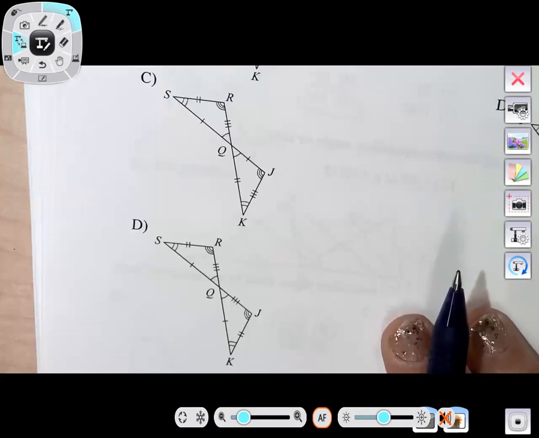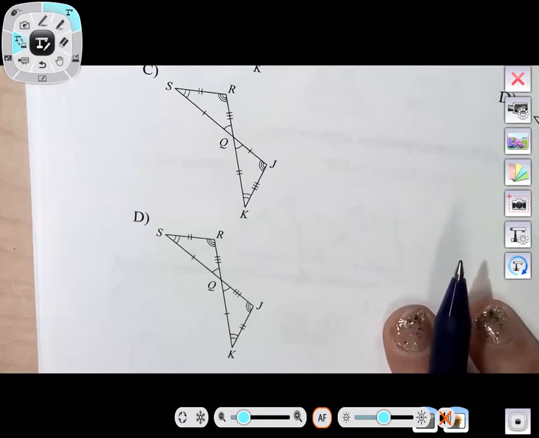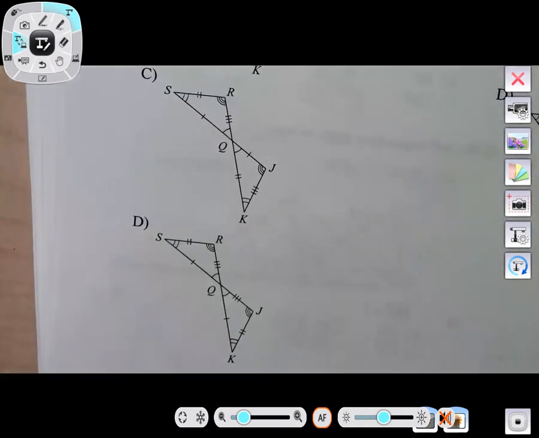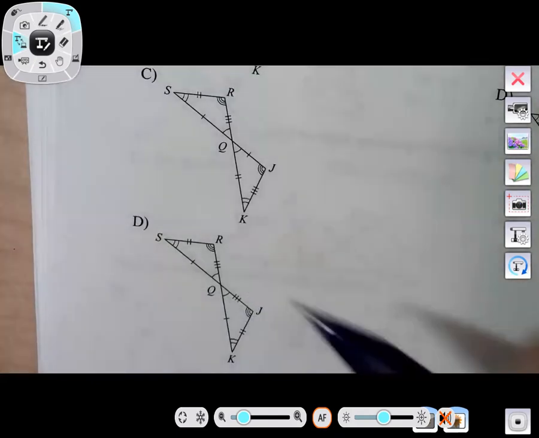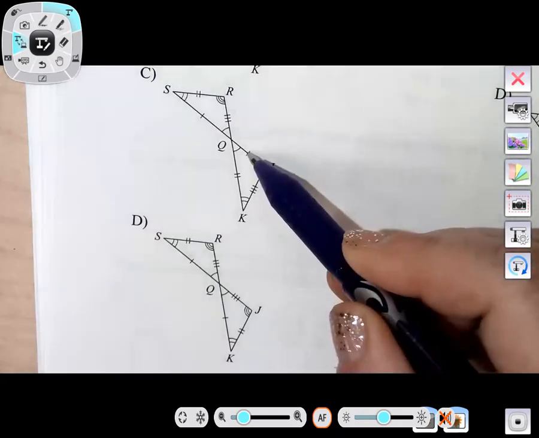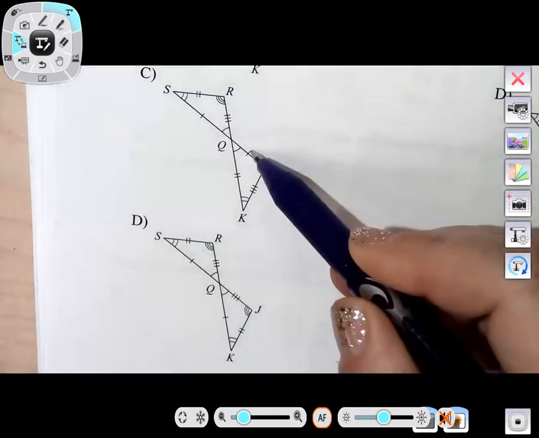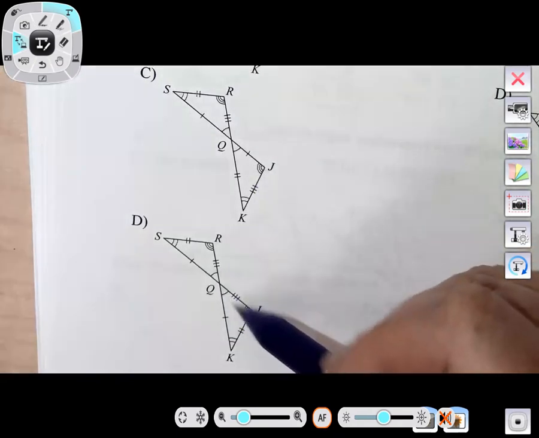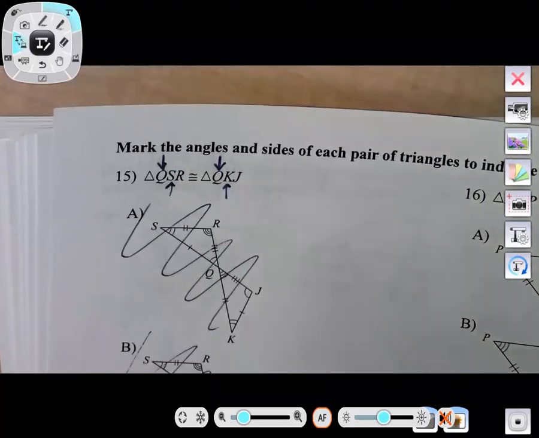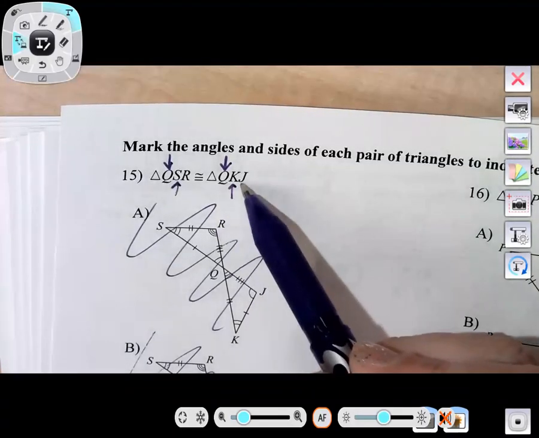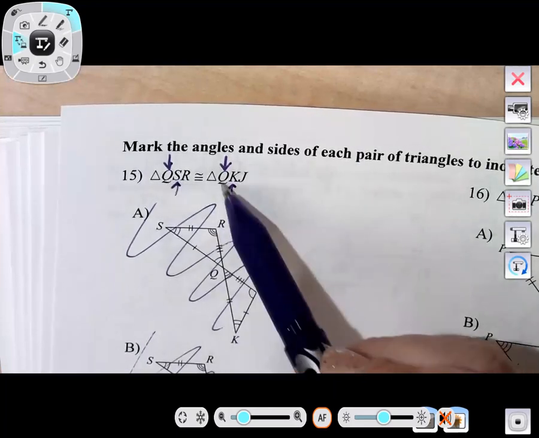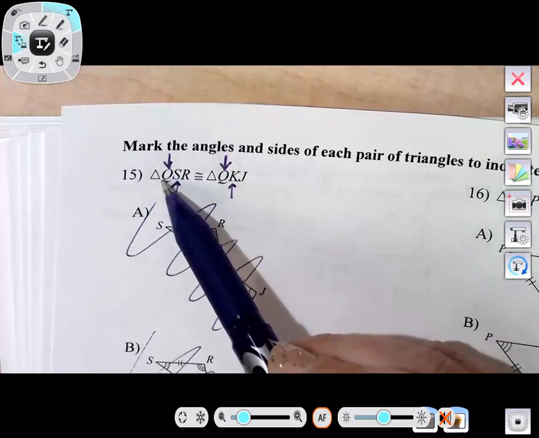Now we go to the sides, right? We have 6 bits of information in one congruent statement. It's not just 3 angles, it's also 3 sides. So what I might do is, if I'm looking between these two, see how QJ is marked differently in each of these? QJ here has 1 slash, QJ here has 3. So if I go back to my congruent statement, QJ should be marked the same way as QR. See that? QJ should be the same as QR.